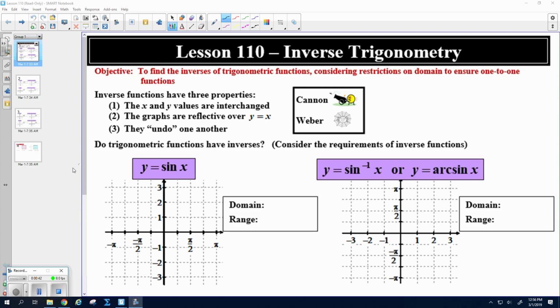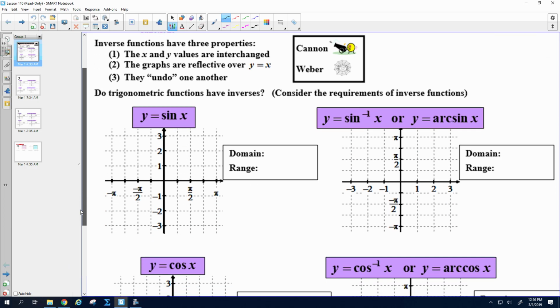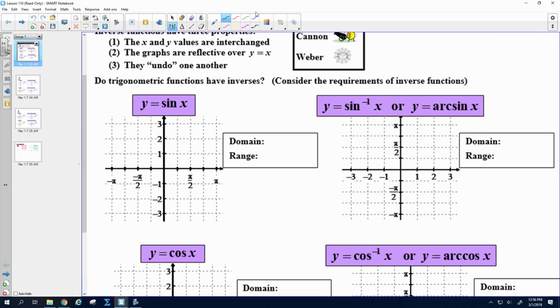So do trig functions have inverses? In order for something to have an inverse, it must pass what's called the horizontal line test. In other words, it can only cross one time.